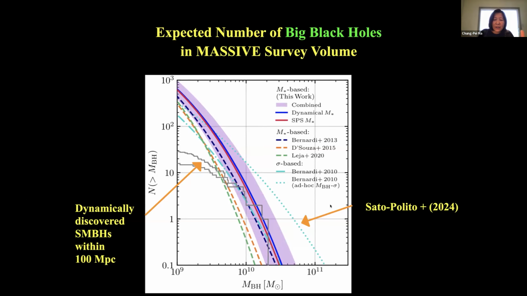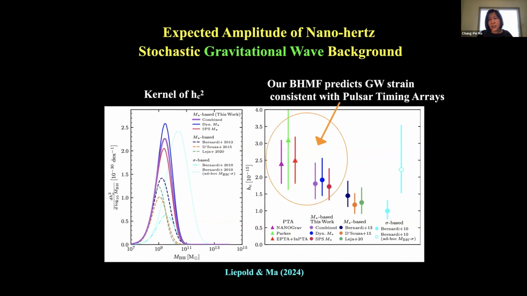And then you can integrate these functions using Finney's prescription in 2001 and get an estimate for the inferred gravitational wave strain level. Okay, so on the left is the kernel of the hc squared, but on the right is the amplitude of hc, and this is determined at a frequency of 1 over 1 year.